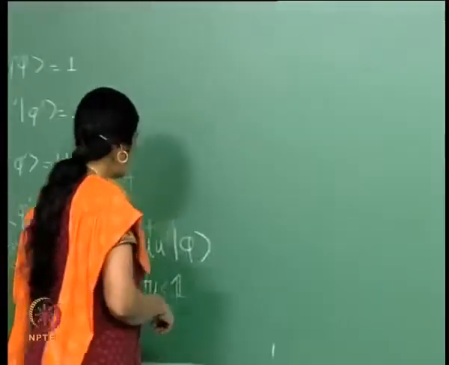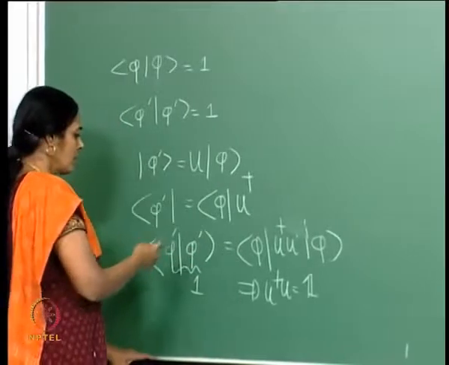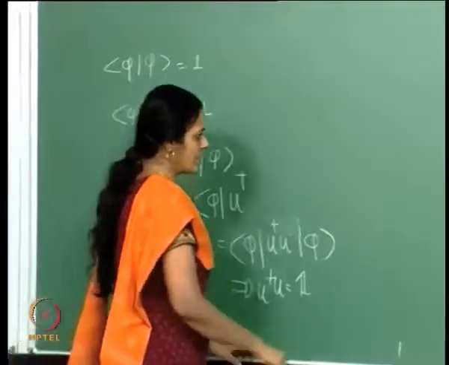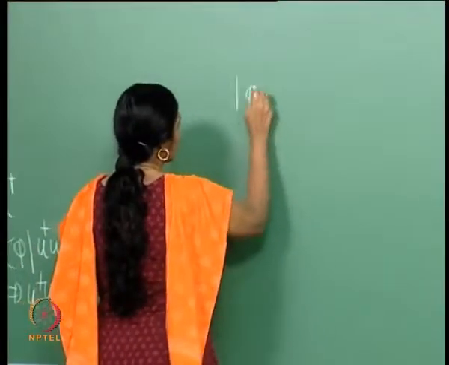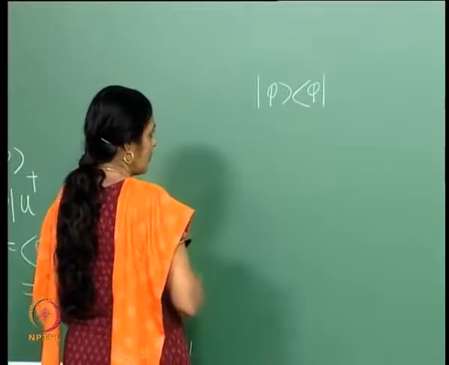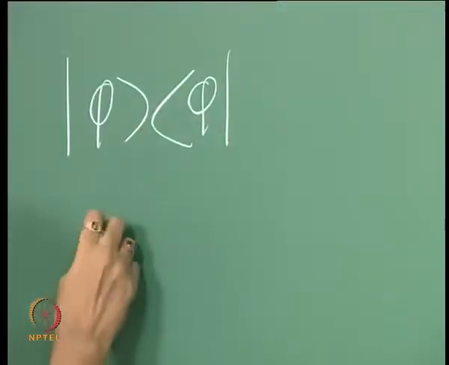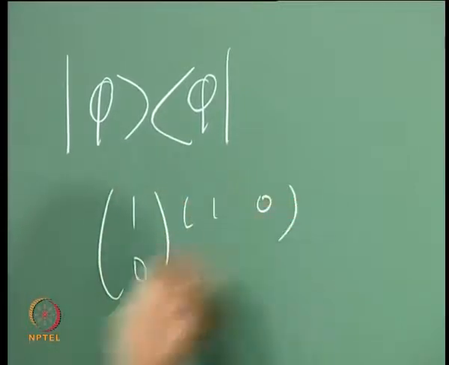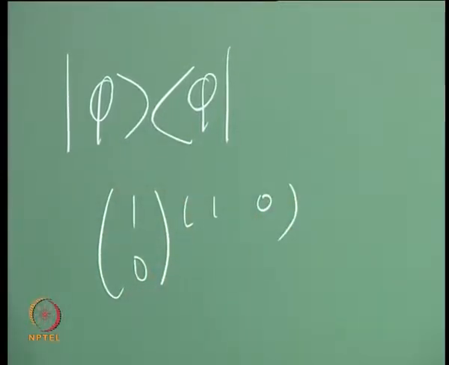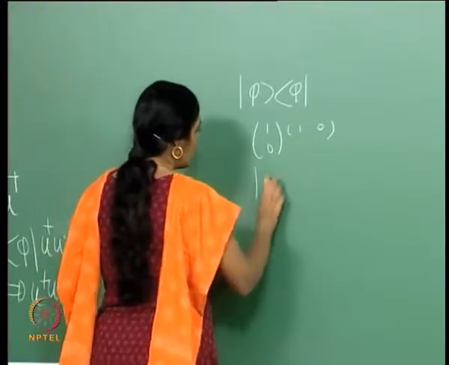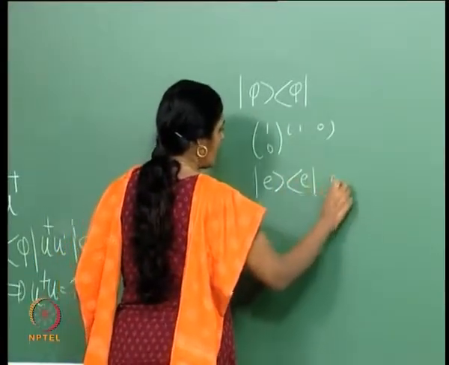Now, what happens to operators when they go from the old basis set to the new basis set? Consider, for instance, this operator. In the parlance of column vectors, it could well be the operator 1 0 1 0. When we talk about two-level atoms, it could well be the operator EE or GG.